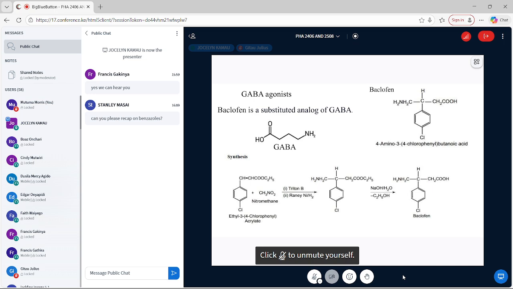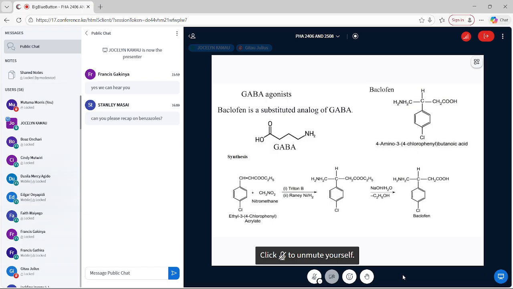Baclofen is used for treating spasticity. Again, it's a muscle relaxant, an antispastic agent that reduces muscle spasticity. It binds the GABA receptors. We have said it reduces the release of excitatory neurotransmitters in the presynaptic neurons. Again, that's another added advantage. It reduces the release of excitatory neurotransmitters in the presynaptic neurons and stimulates inhibitory neuronal signals in the postsynaptic neurons.